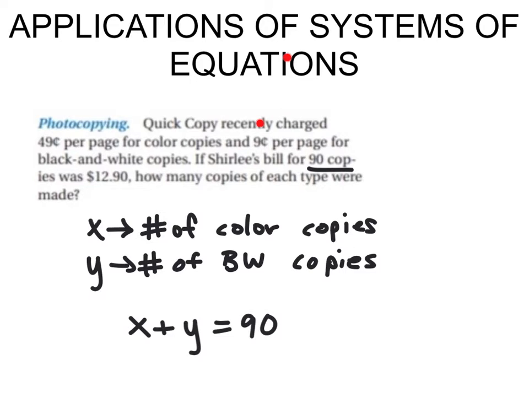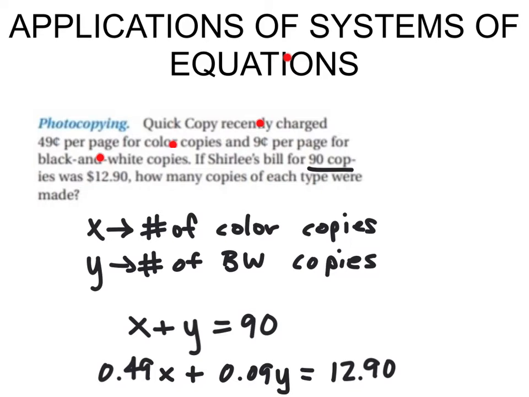Now the other thing is that if I take 49 cents per color copy, that means I'm going to take 0.49x plus 9 cents per page for black and white copies, so that's 0.09y. If I take all that together, and remember, this is the amount of money paid for color copies, this is the amount paid for black and white, and we have paid a total of $12.90. And so from here, what I want to do is solve this system of equations.